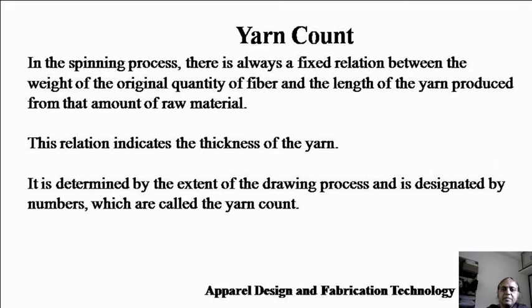So the relationship between the thickness and the length, that is weight and length, is indicated by using numbers. This number is known as the yarn count. So yarn count identifies the coarseness or the fineness. Because it is denoted by numbers, it is a numerical expression of the fineness or coarseness of the yarn. So that is the yarn count. There is a relationship between the weight and the length.